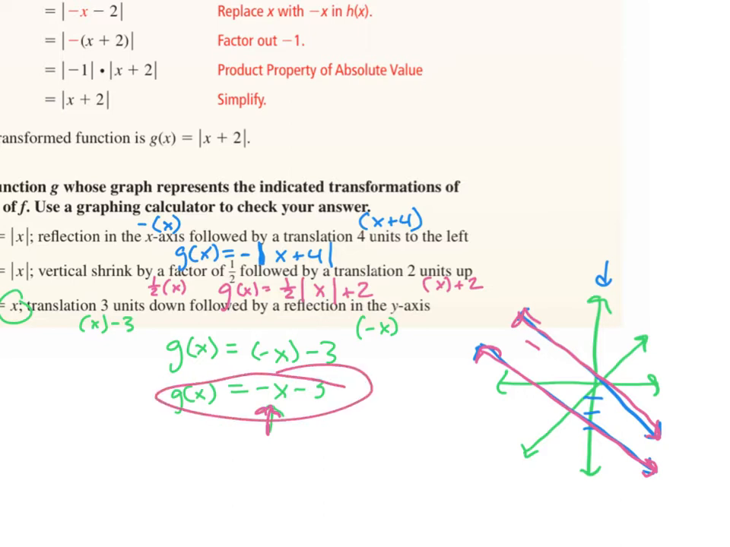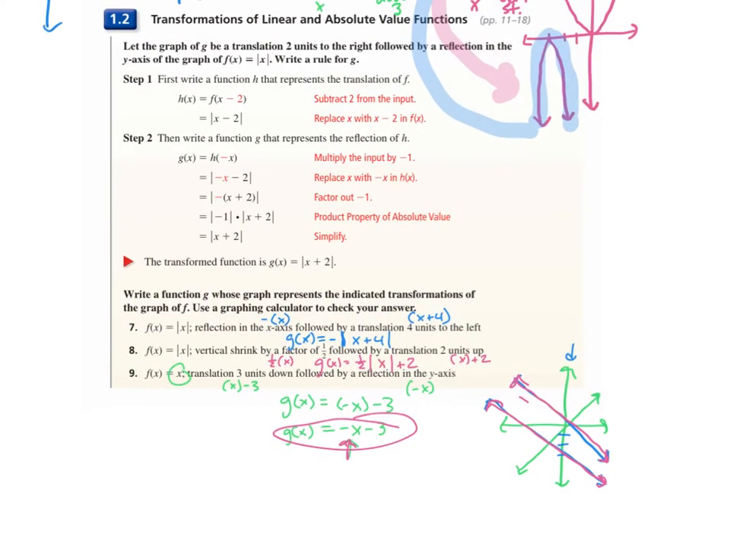Okay. Any questions from the first page?